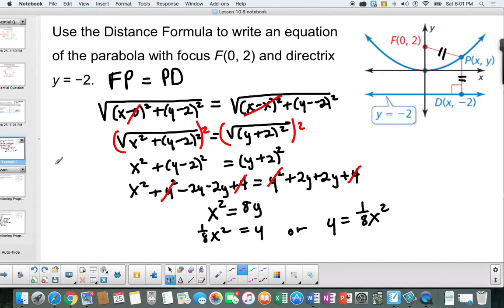Now you have to remember how to expand a binomial or a perfect square. Remember, you have to use FOIL, first, outer, inner, last. So I'm going to get a y squared minus 2a plus 4. I'm going to get the same thing here. I'm going to subtract those things that are the same. I'm going to get x squared, take all these y's to the other side, and I'm going to get 8y. So y is equal to 1/8 x squared, or I can start with y first. Y is equal to 1/8 x squared.